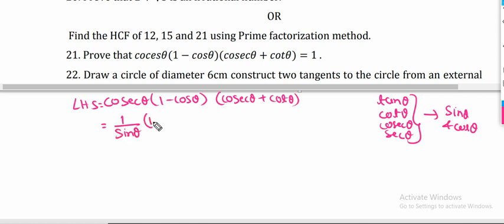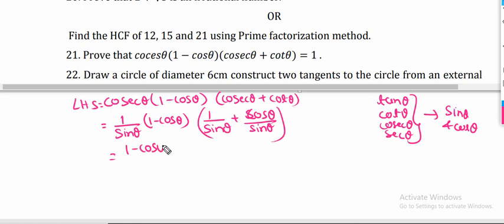We have to write this cosec theta in terms of sin, that is 1 divided by sin theta, and also you write this 1 minus cos theta as it is. So here also you have to substitute. Cosec theta means 1 by sin theta, plus cot theta means cos theta by sin theta. So in the bracket, this is the substitution. Here you have to multiply this 1 minus cos theta to 1, that becomes 1 minus cos theta divided by sin theta.